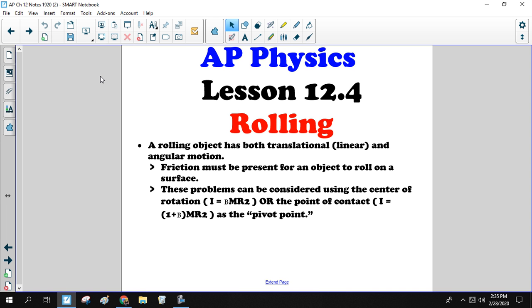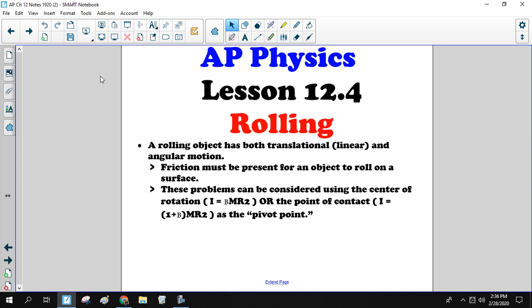So I guess two main learning points here. A rolling object has both translational and angular motion. In other words, it's moving both linearly and angularly. In order for an object to roll on a surface, you have to have friction. Well, I shouldn't say that. In order for it to undergo smooth rolling, you have to have friction.